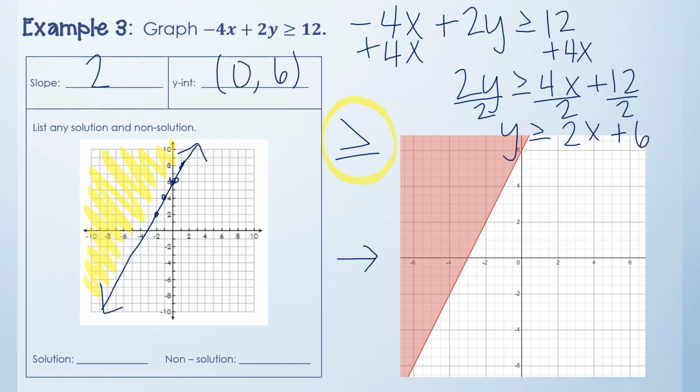For the solution, non-solution, you have choices. A solution is going to be any point that falls into that shaded region or on the line, since this is a solid line. So I could do (-10, 10). That would be in the shaded area. And for my non-solution, I could do (6, 2). Right here, this is not in the shaded area, so that would not be a solution.